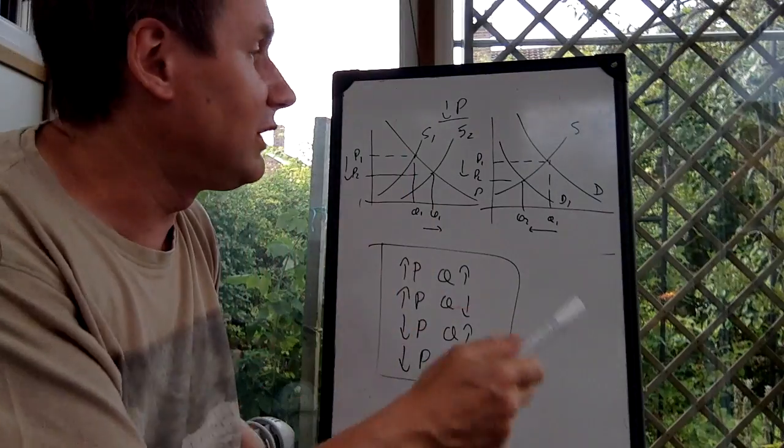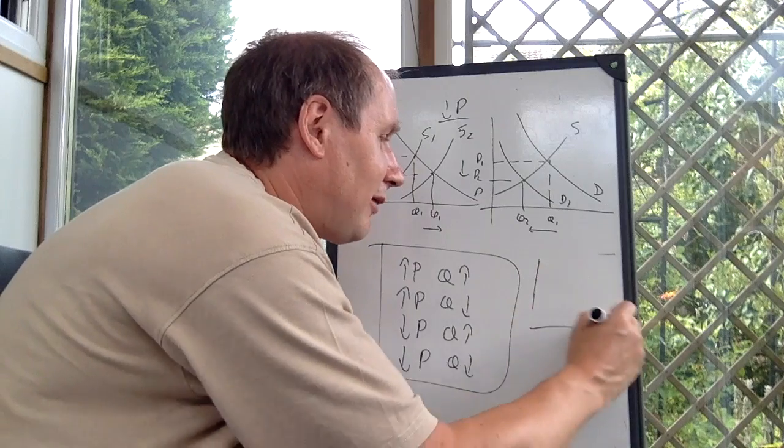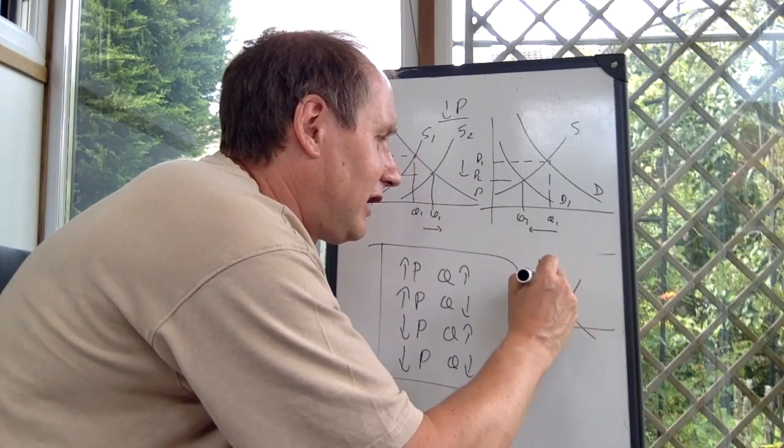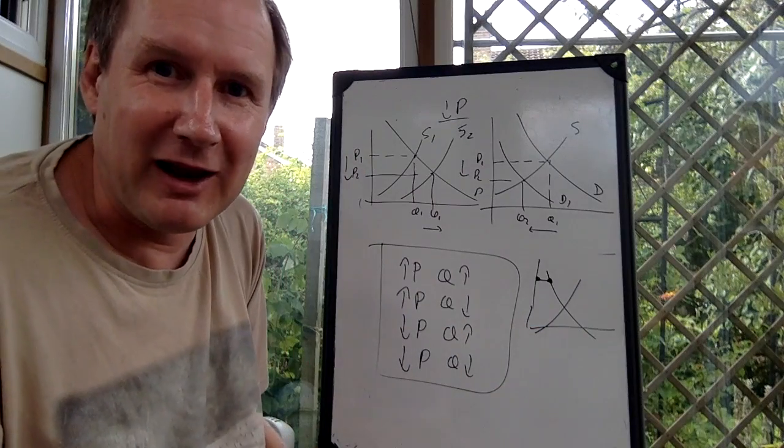And remember, when you finish your diagram, your market should be back in equilibrium. If your diagram ends up looking something like this, then you got it wrong. So that's how equilibrium works.